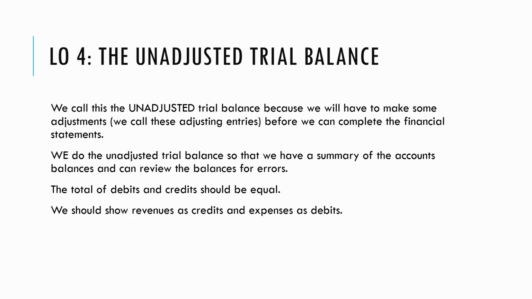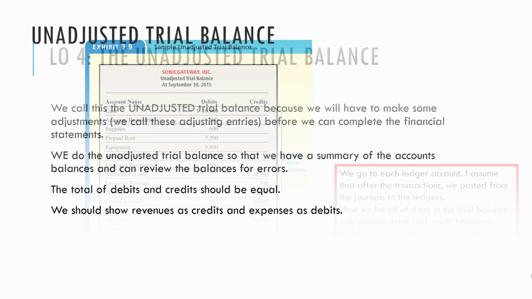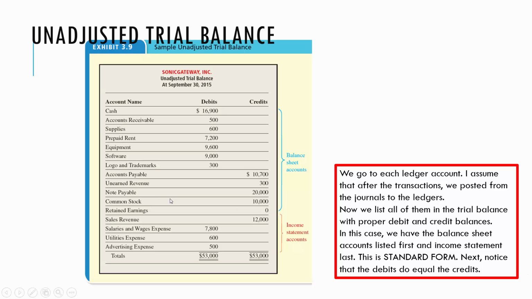After we've done all of this, we can go through and check our balances. We checked our balances before on our trial balance when we were just doing the balance sheet transactions. Now we can do this again, and we call this the unadjusted trial balance because we don't have adjusting entries yet, and we're going to talk about those in a minute. You're going to see some interesting things happening here.